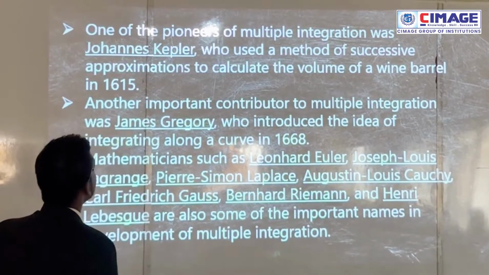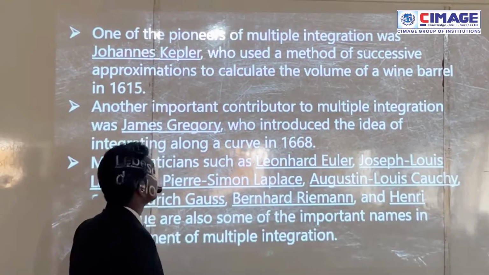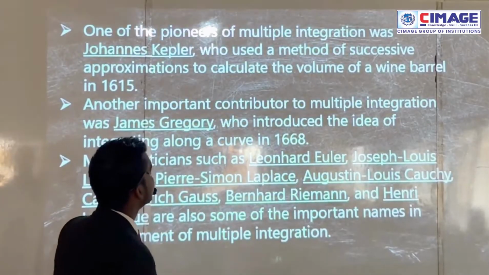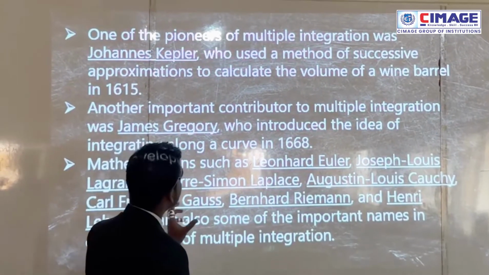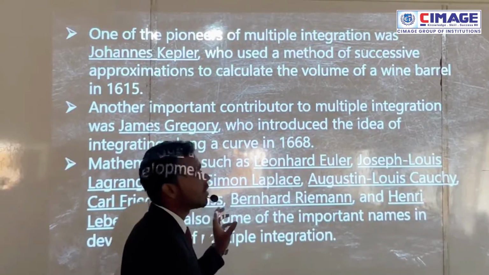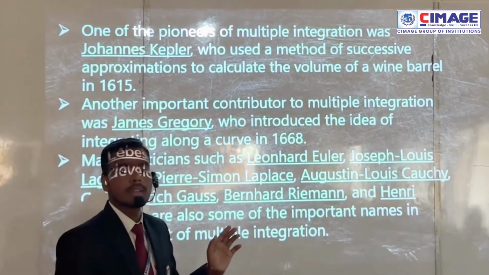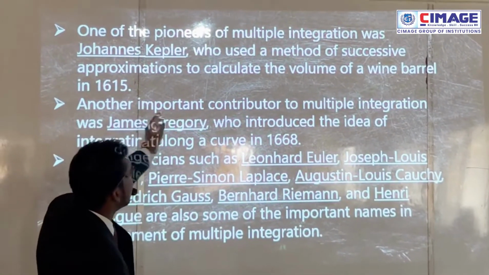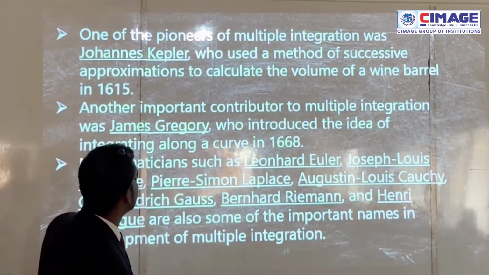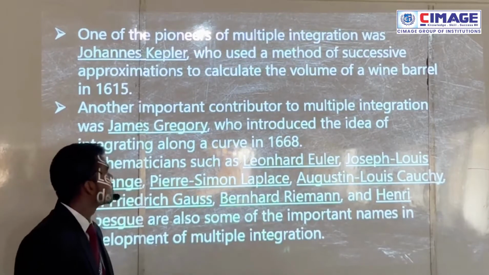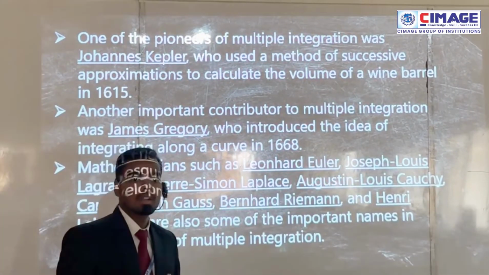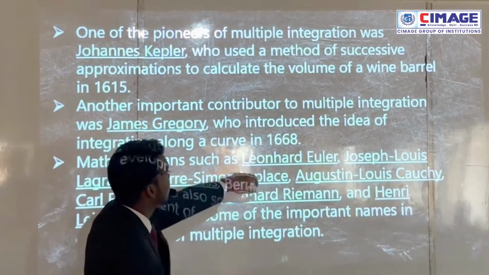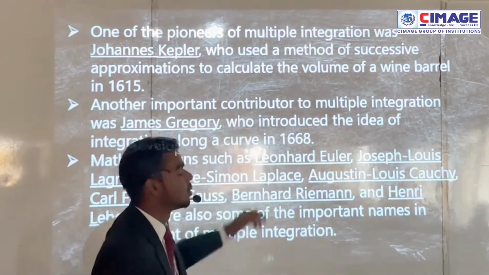Now I am talking about the history. One of the pioneers of multiple integration was Johannes Kepler, who first used successive approximation to calculate the volume of a wine barrel by dividing it into many parts, in 1615. After many years, another important contributor was James Gregory, who introduced the idea of integration along a curve, which we use today to find the area of a curve. That was in 1668, long ago.